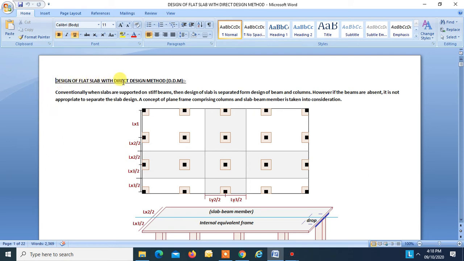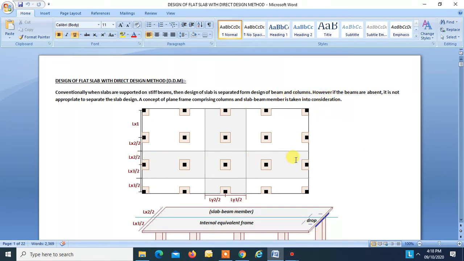Design of flat slab with direct design method (DDM). Conventionally, when slabs are supported on steel beams, then the design of slab is separated from design of beams and columns. However, if beams are absent or beams are flexible, it is not appropriate to separate the slab design. The concept of plane frame comprising column and slab beam member is taken into consideration.